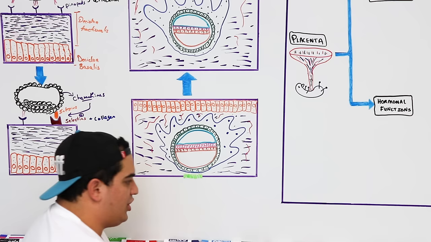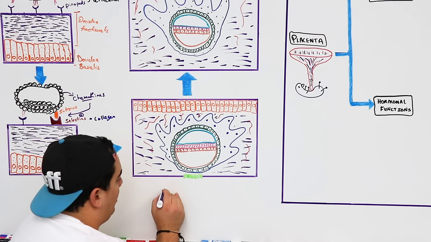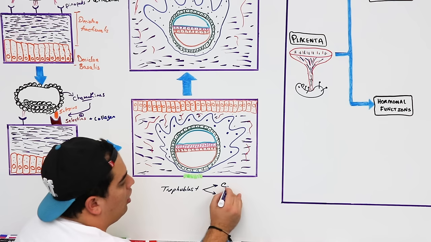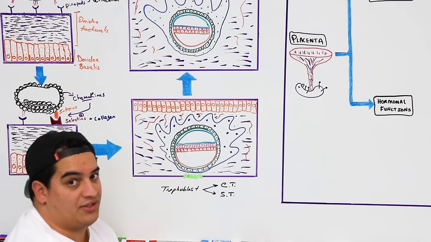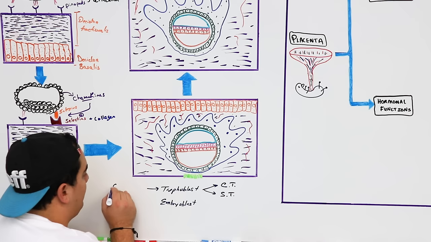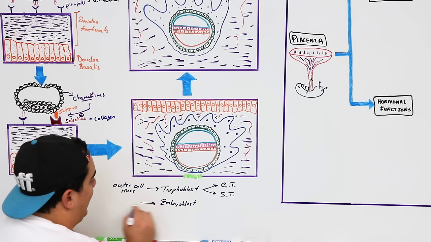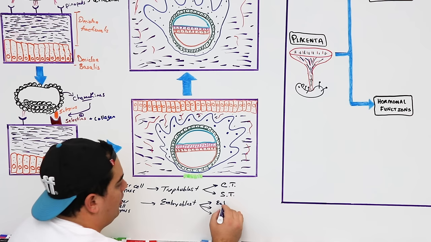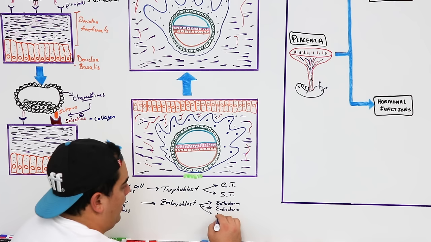So if you remember, I told you, I'm just going to write it out here. The trophoblast is going to differentiate, okay? And it's going to make two components, all right? One is going to be called the cytotrophoblast. The other one is going to be called the syncytiotrophoblast. There ain't no way I'm spelling that out, okay? The other part is going to be the embryoblast. And remember, if you want to go back further, the trophoblast was the outer cell mass, and the embryoblast was the inner cell mass. The embryoblast is going to make, you'll see later, the ectoderm, endoderm, and mesoderm, which are basically the three layers that make up the entire human fetus, right?